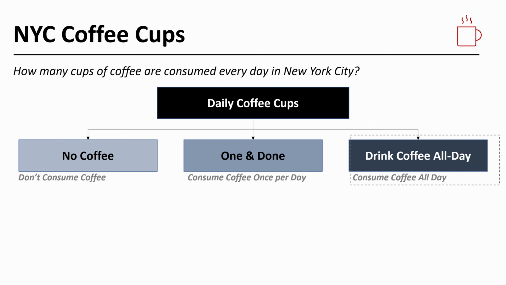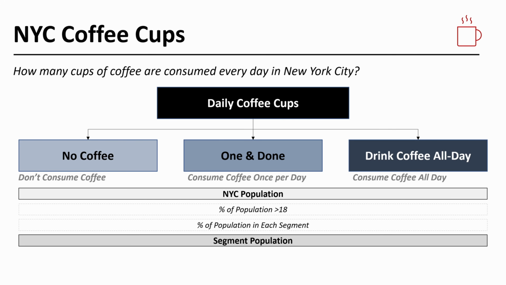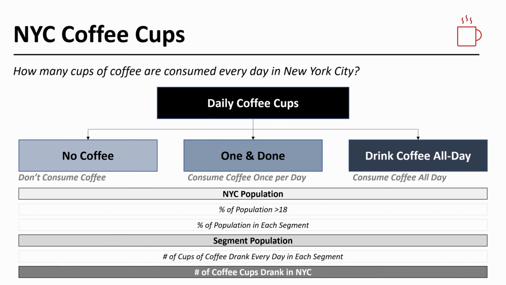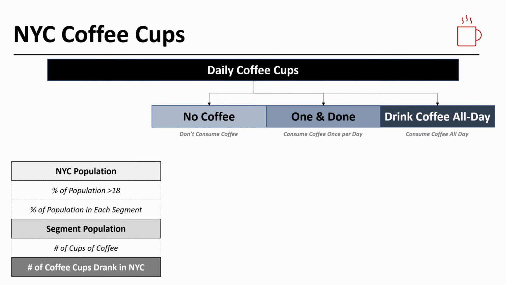If we take this framework and layer in the New York City population, and then estimate the percent of population that is greater than 18, so potentially can drink coffee, and then estimate the percent of population in each segment, we can get the segment population for each one of our 3 customer types. And then within that segment population, we can estimate the number of cups of coffee drank every day to arrive at a final number of coffee cups drank in New York City. So we can build a very simple table to walk through our framework and solve this problem step by step.